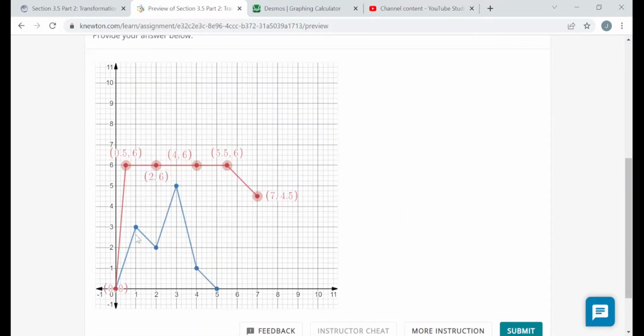So (0, 0) is going to stay at (0, 0). (1, 3) is going to go to (1/2, 3). This (2, 2) is going to go to (1, 2). This (3, 5) is going to go to (3/2, 5), or (1.5, 5). Let's get rid of these labels. Then this point here, (4, 1), is going to go to (2, 1). And finally, (5, 0) is going to go to (5/2, 0), or (2.5, 0).